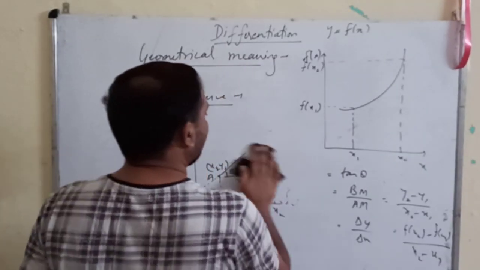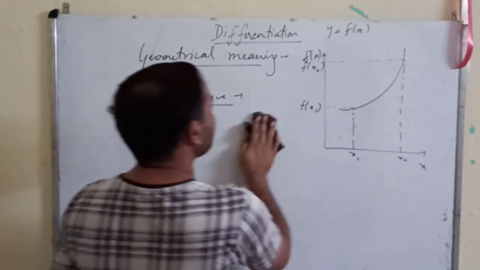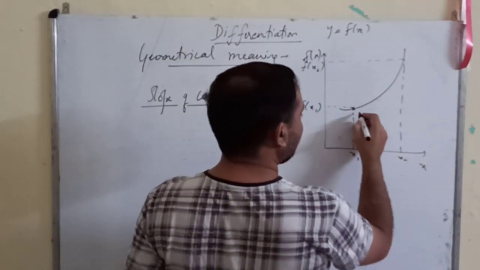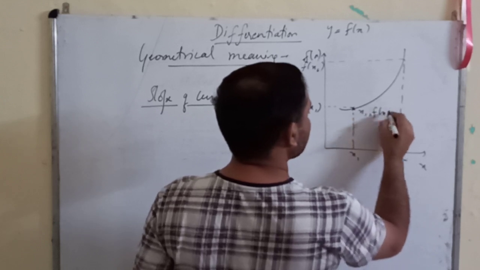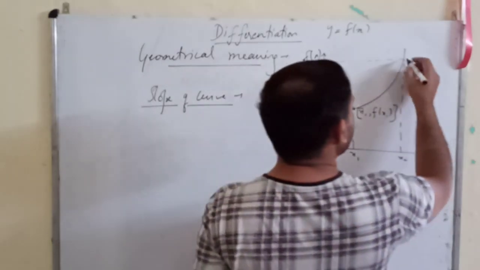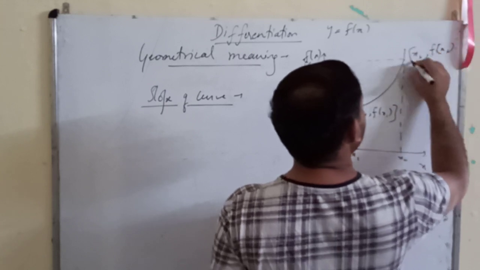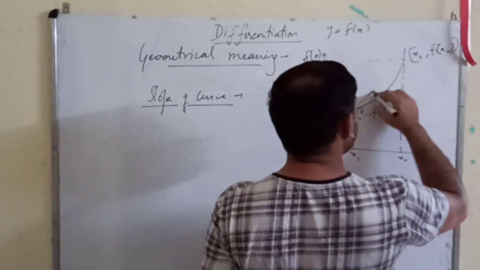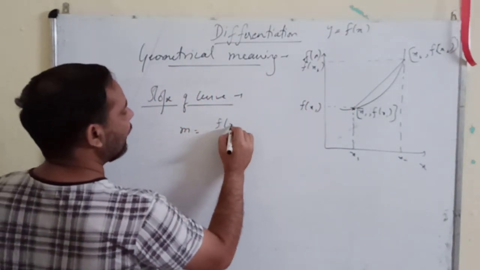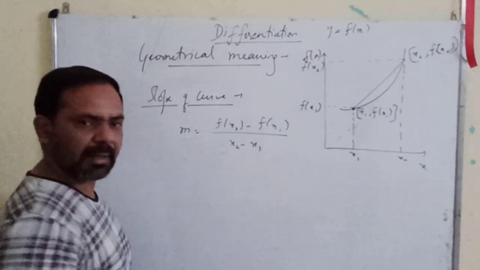So let's come back to the general situation. What are the coordinates of this point? It will be x1 comma f(x1), right? The x coordinate is x1 and the y coordinate is f(x1). Here the coordinates are x2 comma f(x2). Now I join the points. Now what is my slope? m is f(x2) minus f(x1) upon x2 minus x1.